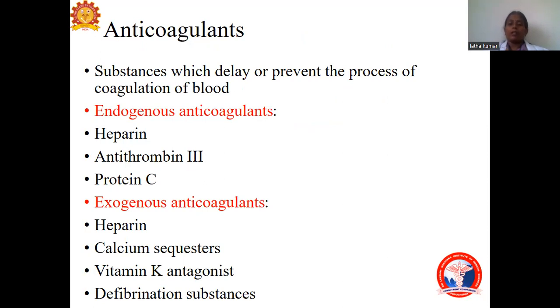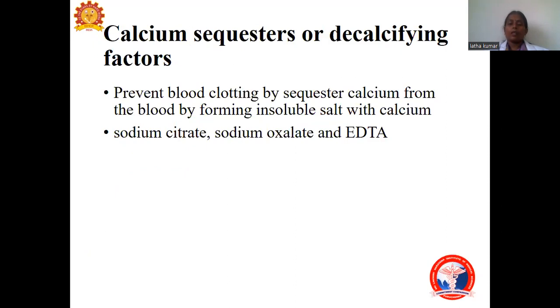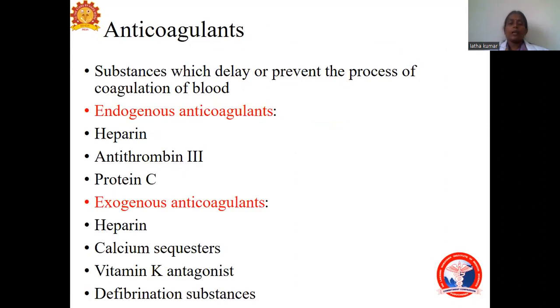So anticoagulants, there are two types, endogenous and exogenous. Endo means it is formed inside and exogenous means it is formed outside. Endogenous ones are heparin, antithrombin 3 and protein C. We have already discussed heparin. It inhibits the conversion of prothrombin into thrombin, and also inhibits the action of thrombin on the fibrinogen, and it facilitates the antithrombin 3.